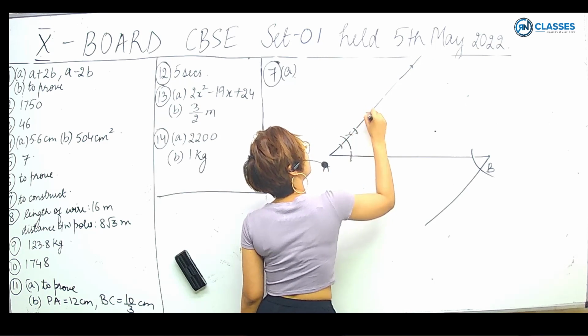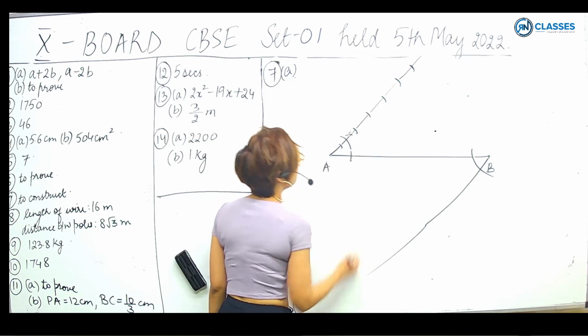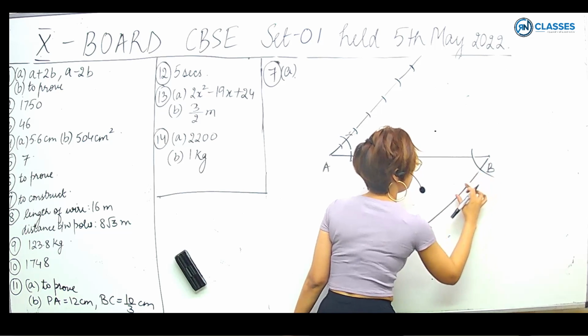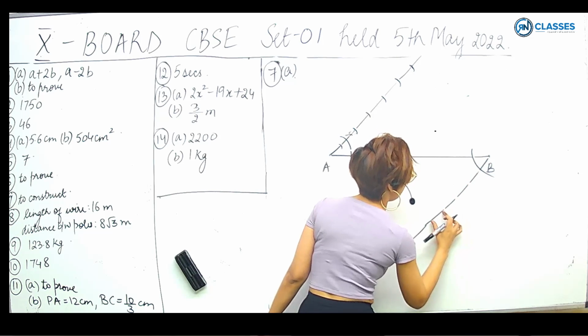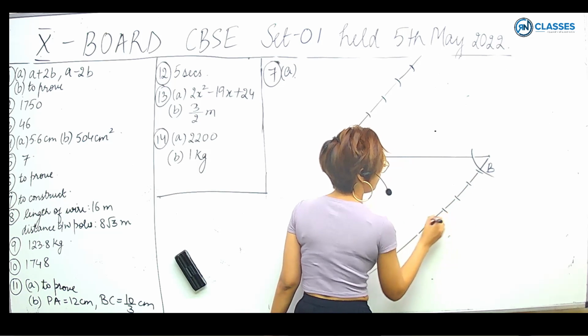1, 2, 3, 4, 5, 6. Right? Similarly, make 6 points here itself. So, same I'll do that. So, 1, 2, 3, 4, 5, and 6. So 1, 2, 3, 4, 5, 6.